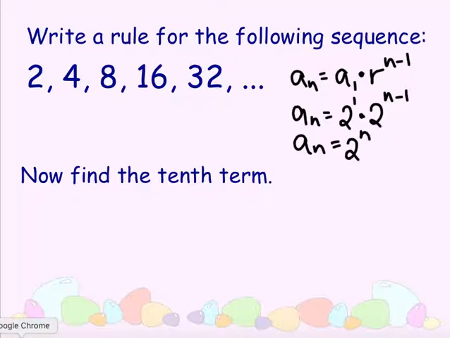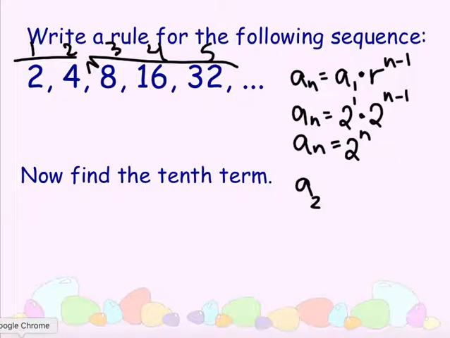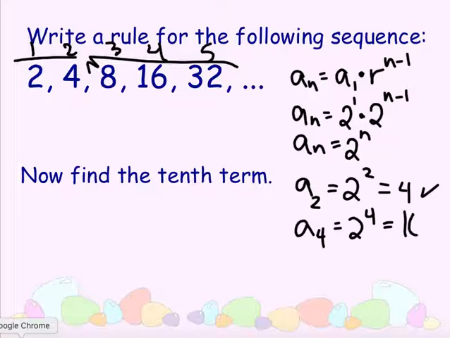Meaning if we're thinking about these in positions, this would be 1, 2, 3, 4, and 5, we could say a sub 2 should be 2 squared, which is 4. That worked. And maybe a sub 4 is 2 to the 4th power. Well, we get 16, which is correct. Now we want the 10th term, a sub 10, which is just 2 to the 10th power. That's a really big number. You can multiply it out, but we will get the 10th number with that geometric sequence.